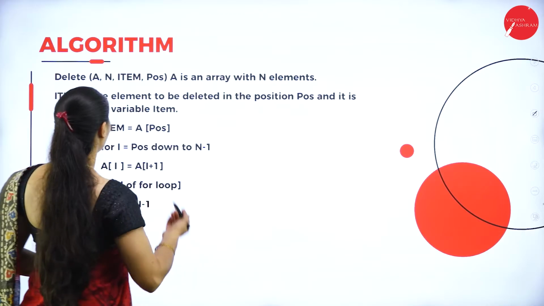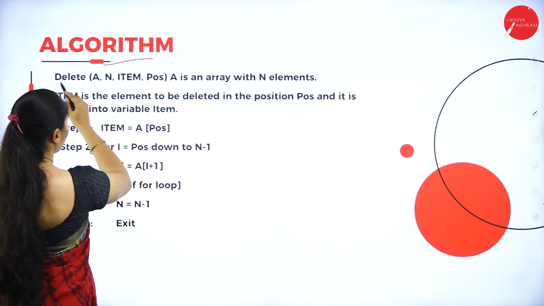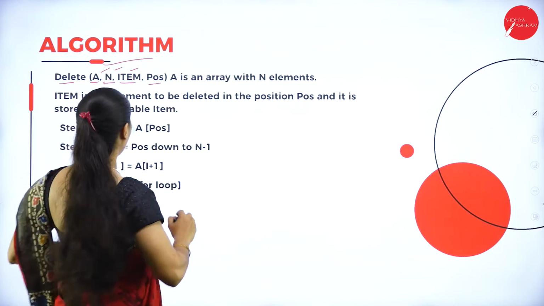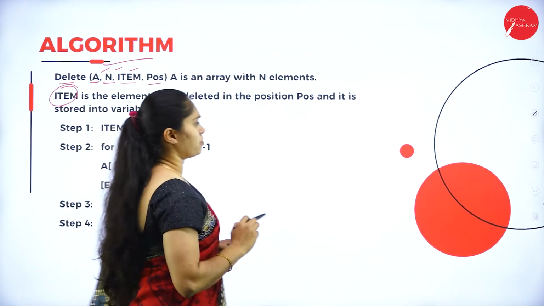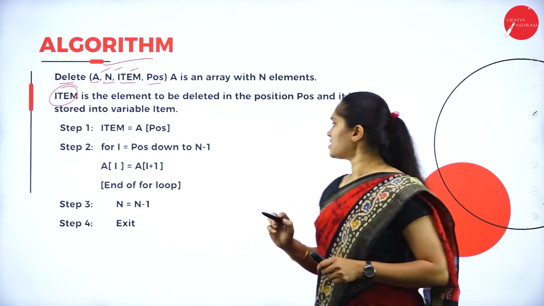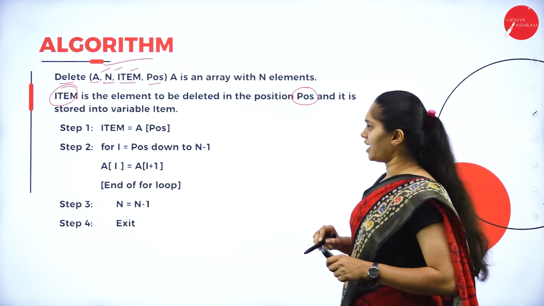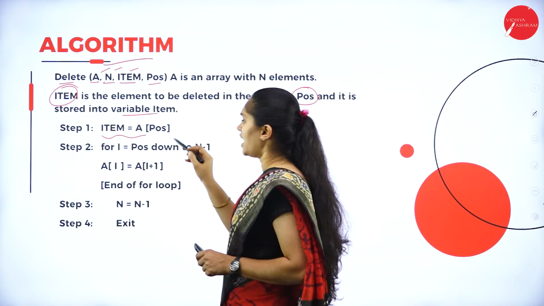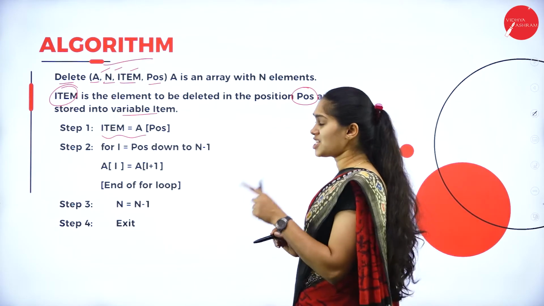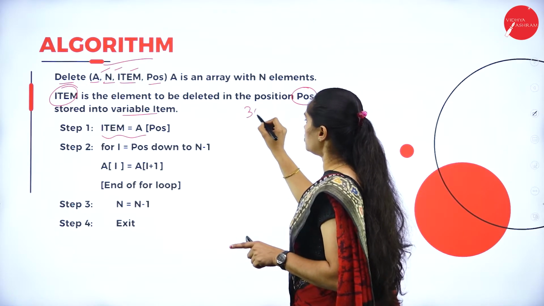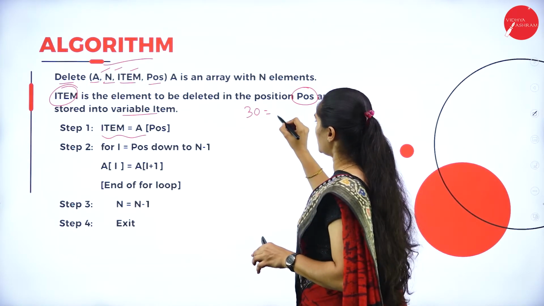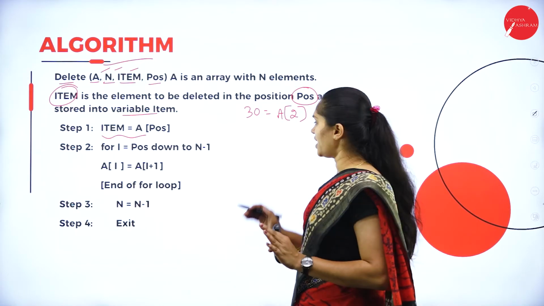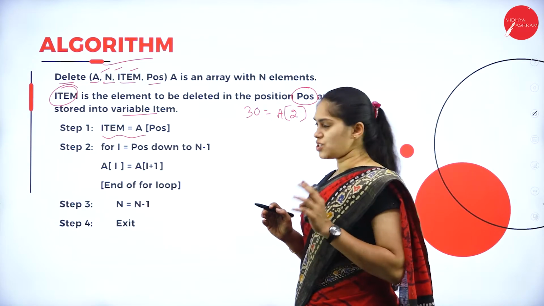Here you can see the algorithm for this deletion. Same thing: delete A, n, item, position. A is an array with n elements, item is the element which needs to be deleted, and POS specifies the position from where you want to delete, and that will be stored in the variable called item. First I need to specify the item of which location. I want to delete the element 30, which is at A of position, that is A of 2.